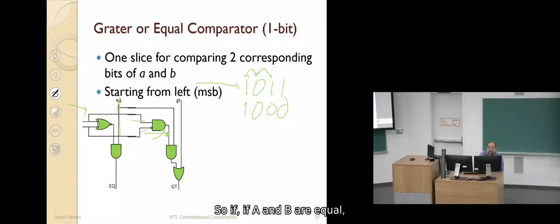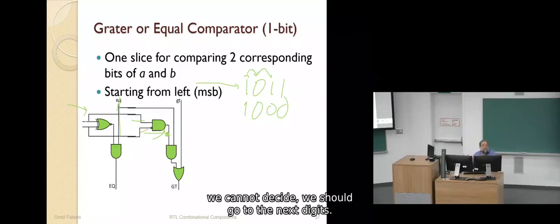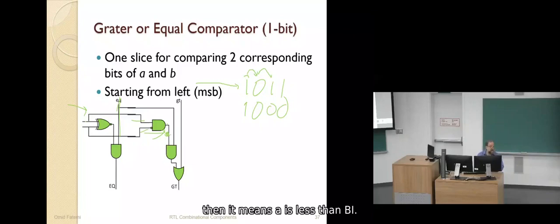So if AI and BI are equal, we cannot decide. We should go to the next digit. If AI is greater than BI, when we are starting from the left, then it means that A is greater than B. If AI is less than BI, then it means A is less than B. So how do we do that? And this circuit is exactly doing this, the thing that I just spoke.